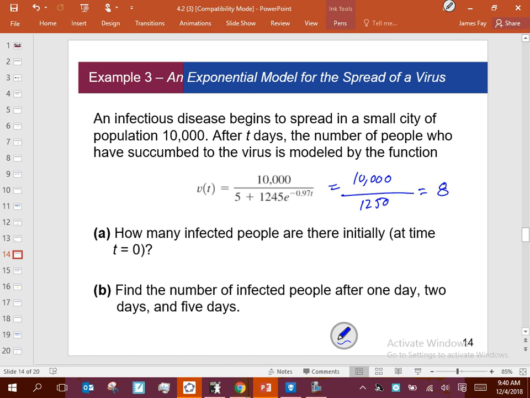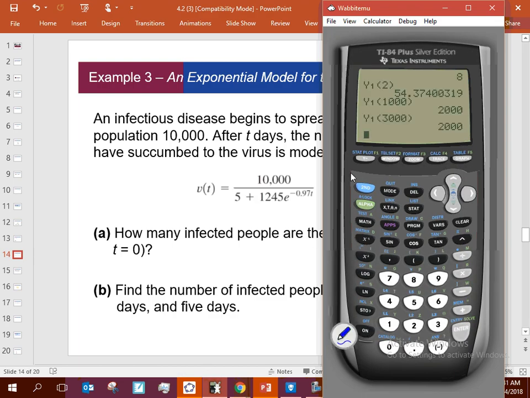Now their interactions within this population of 10,000 people have created the spread of this disease and ultimately this model. So the question then arises: how many people are infected after 1 day, 2 days, 5 days, and so forth? I think the best thing for you to do is use a TI-84. I'll show you how to do it in Desmos as well. I would type in my function here. Be careful the way you type it, because your denominator is a quantity, so you need parentheses right there and right there.